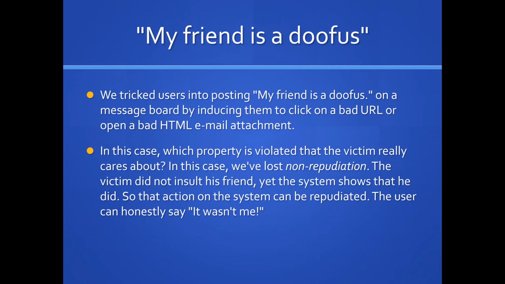So the answer here is that in this case, we've lost non-repudiation. The victim did not insult his friend, yet the system shows that he did. So that action on the system can be repudiated. The user can honestly say it wasn't me. So it's kind of the idea of why we have accounts, right? We have accounts, and usually we would think that our accounts would not permit this, but what happened here is that somebody, again, may have put some JavaScript in the page that you're logged into.